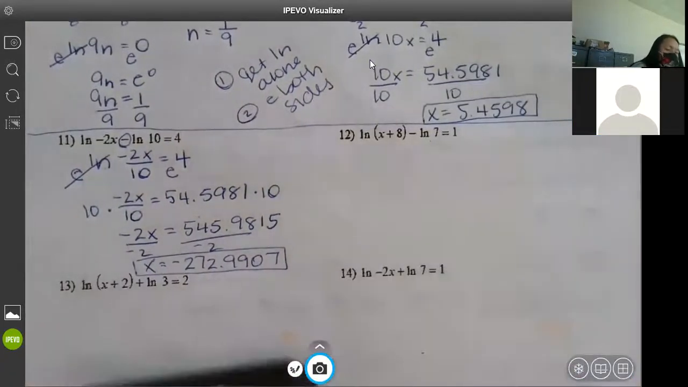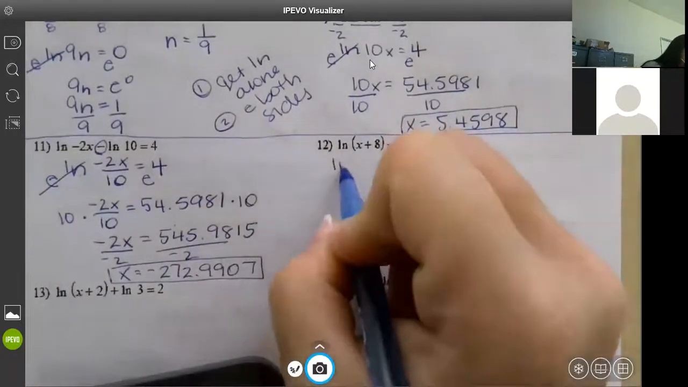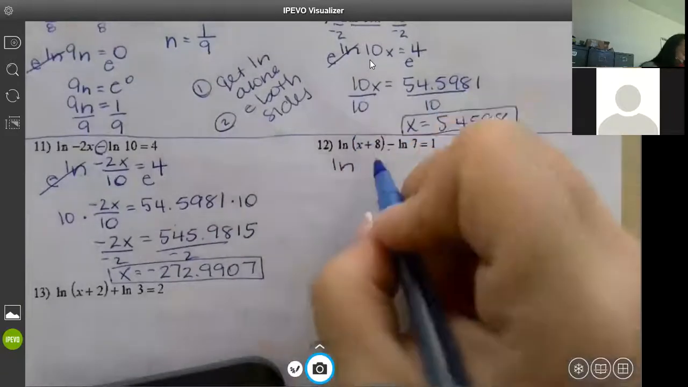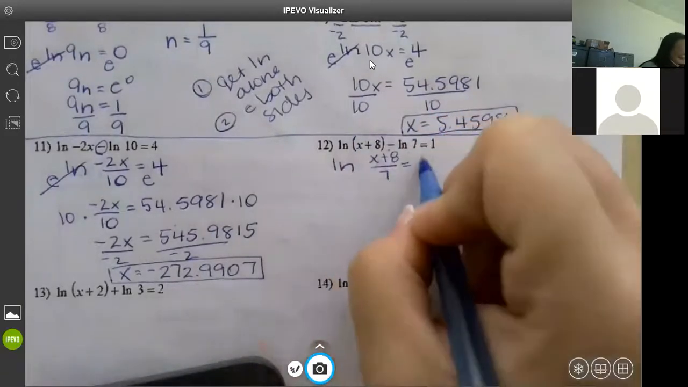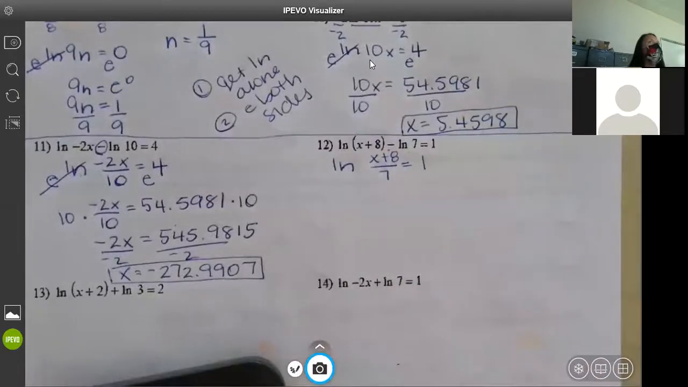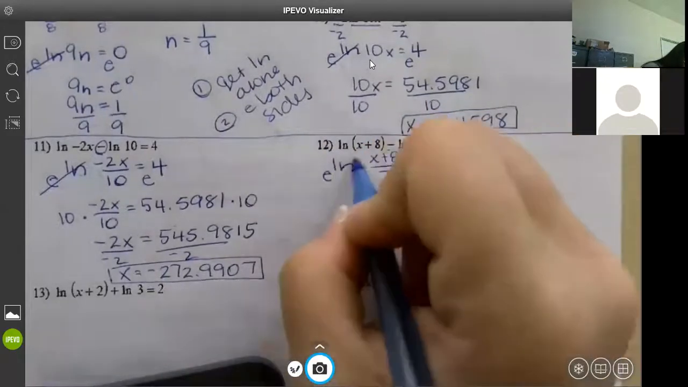Your next one is exactly the same way. It has a minus between. So we're going to write one ln, and we're going to divide x plus 8 over 7 equals 1. So combine those ln's. We're going to e both sides to get rid of this ln.